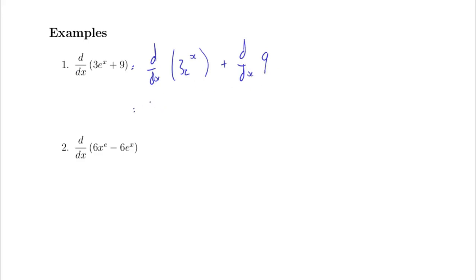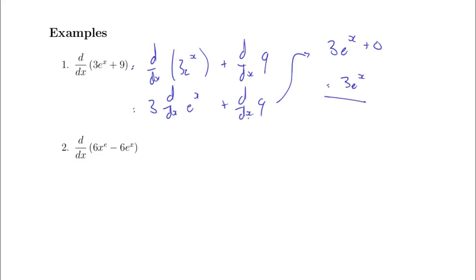And then we can say this is really 3 times the derivative of e to the x plus the derivative of 9. So we'll bring that coefficient out front. What we'll really see here is that this is 3e to the x plus 0. So this term just stays 3e to the x. That coefficient on it doesn't really impact things.